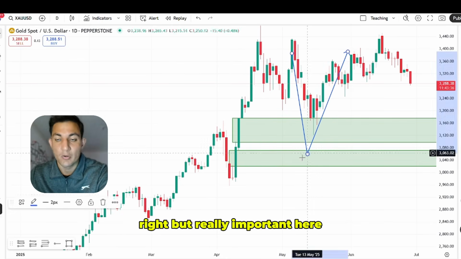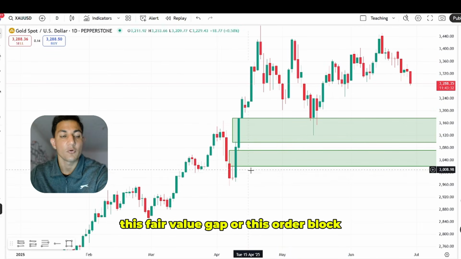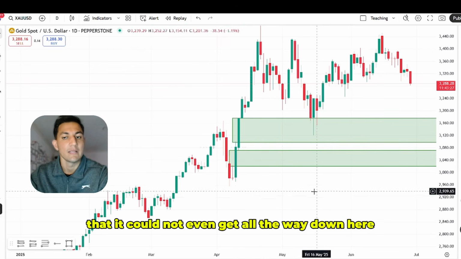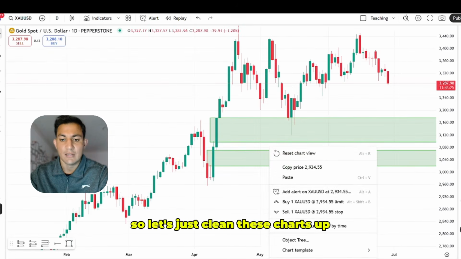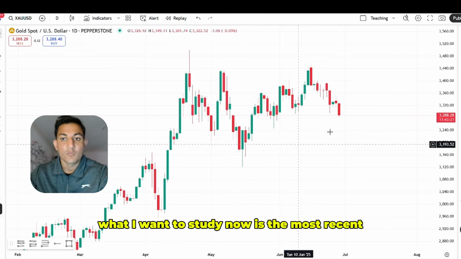But really important here to see how price does not even touch this fair value gap or this order block. Price is so strong that it could not even get all the way down here. Really important to see that. So let's just clean these charts up. What I want to study now is the most recent price action.